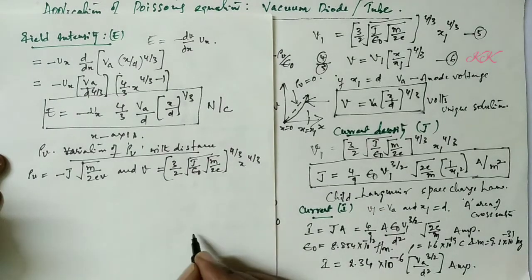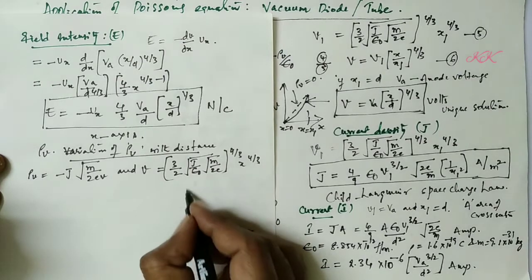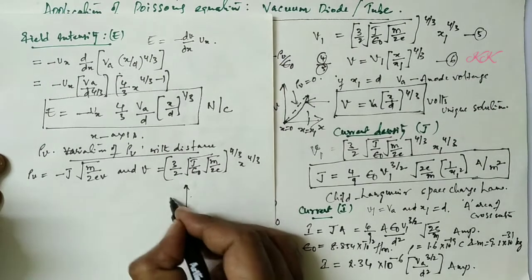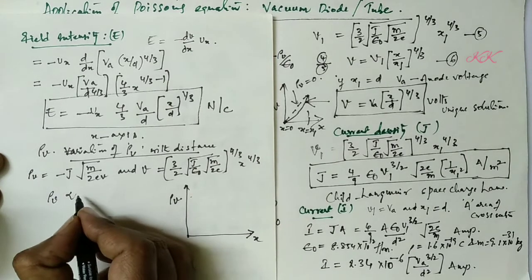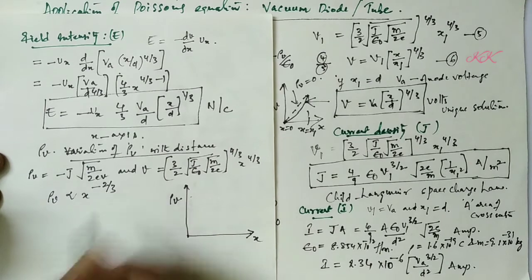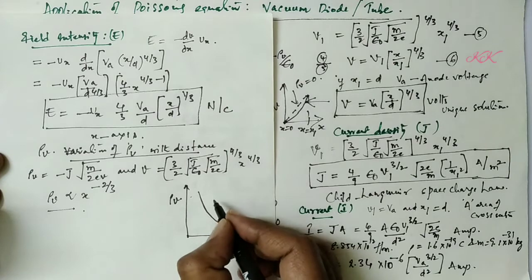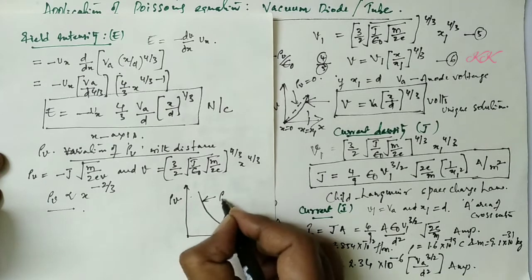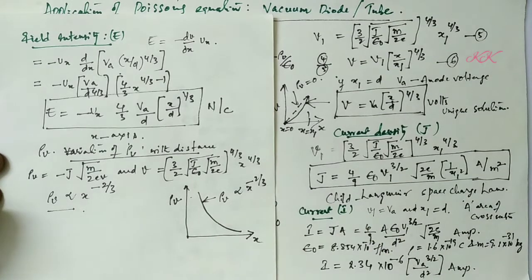Now this is along the x distance, and this is rho v. Rho v is proportional to x to the power of minus 2 by 3. We are going to get a curve like this. This is rho v proportional to x to the power of minus 2 by 3. As the distance increases, rho v decreases.